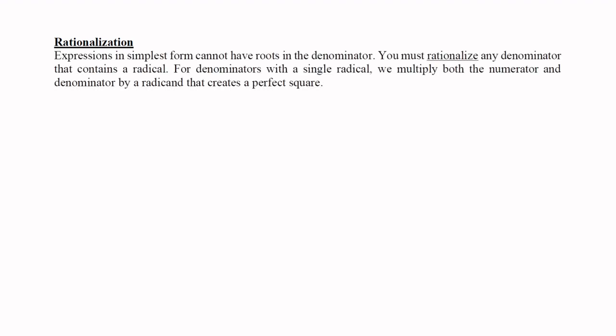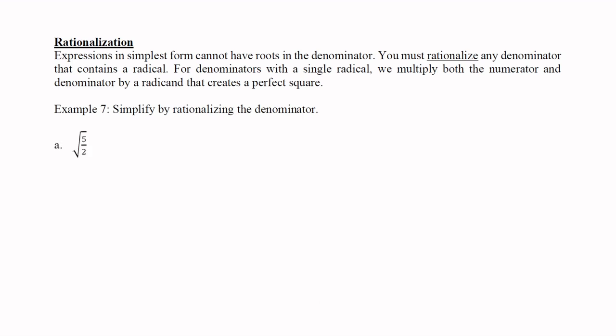Expressions in simplest form cannot have roots in the denominator. You must rationalize any denominator that contains a radical. For denominators with a single radical, we multiply both the numerator and denominator by a radicand that creates a perfect square. So let's take a look at this using examples.